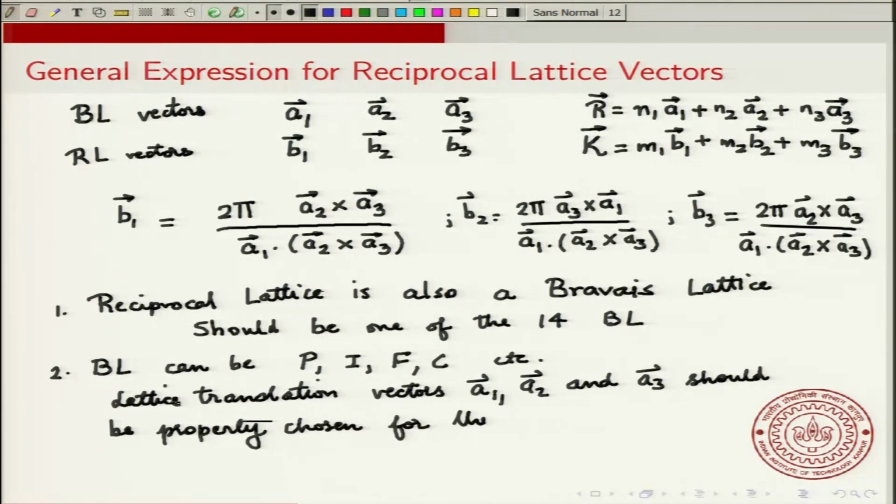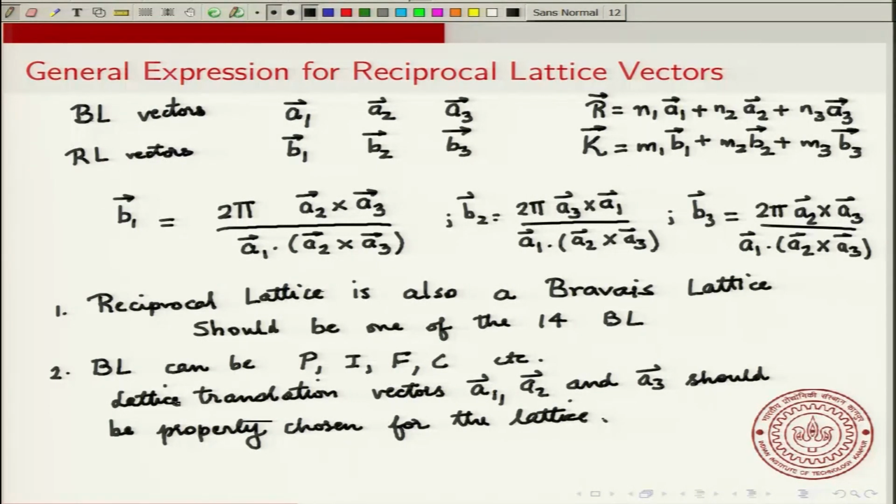For the lattice. Okay, this is another important point. For example, if you have a face centered cubic lattice, then A1, A2 and A3 will be different from a body centered cubic lattice or a simple cubic lattice. So, these are things to be kept in mind when you are dealing with reciprocal lattice vectors. We'll keep seeing reciprocal lattice vectors as we go along, both in X-ray diffraction and in band theory of solids.